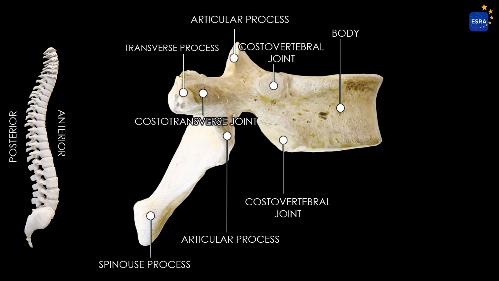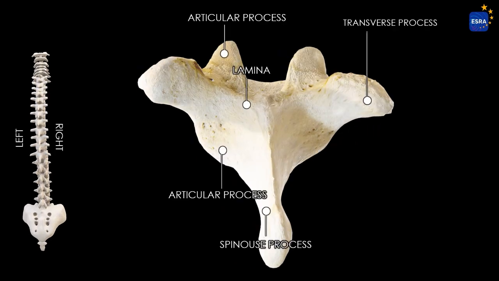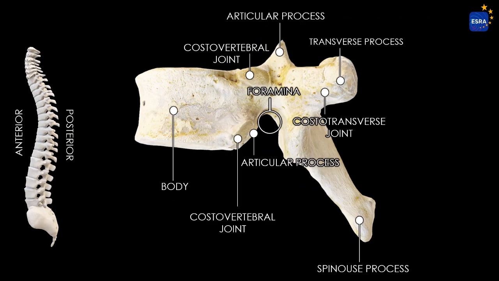In this three-dimensional image, we can observe the different components of a thoracic vertebra: spinous process, transverse processes, laminas, body, and articular processes.